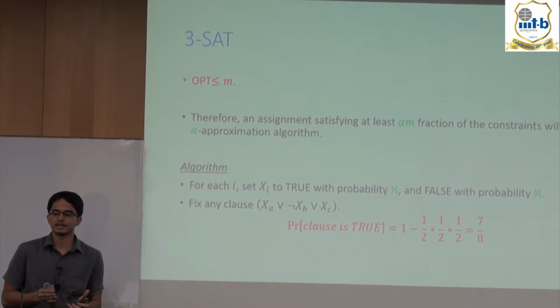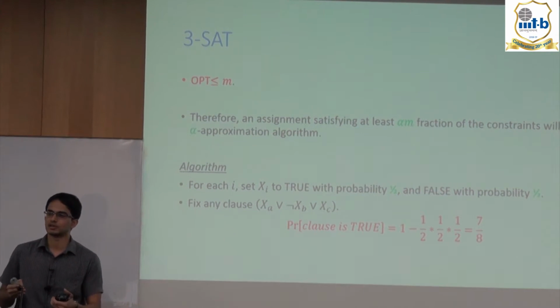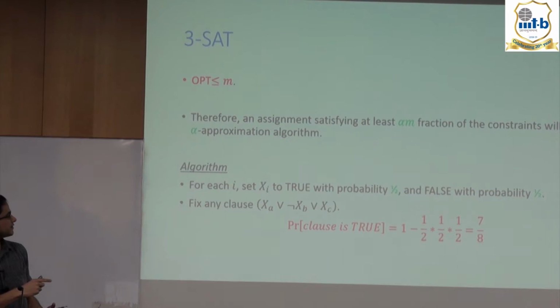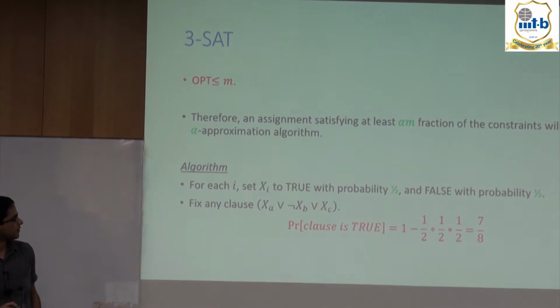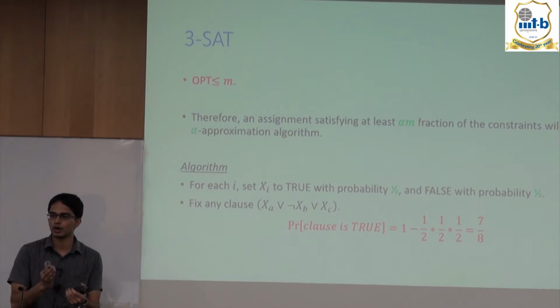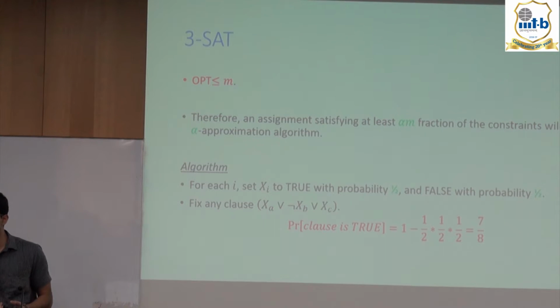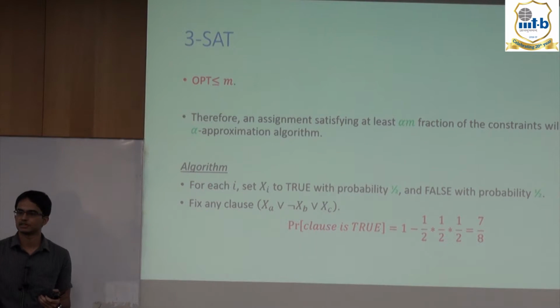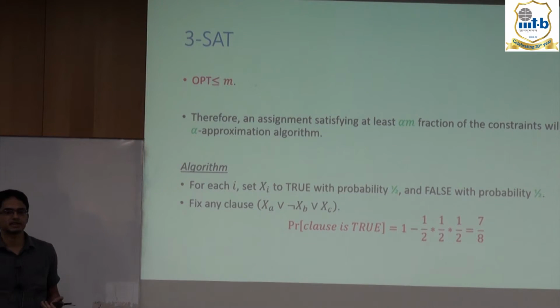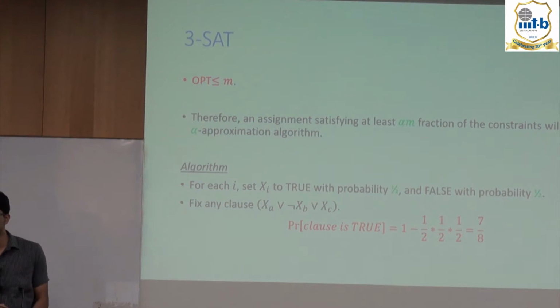If you want to bound the probability that the clause is satisfied, it turns out it's easier to bound the probability that it's not satisfied. Because it's an OR of three things, this clause will be false only if all of them are false. The probability that xa is false is half, that not xb is false is half, and that xc is false is half. So the probability that this clause is true is 1 minus half times half times half, which is 7 over 8. It doesn't matter which literals are negated and which are not, because you are independently assigning each literal true or false with probability half. The probability that the clause will be satisfied is 7 over 8 in all these cases.